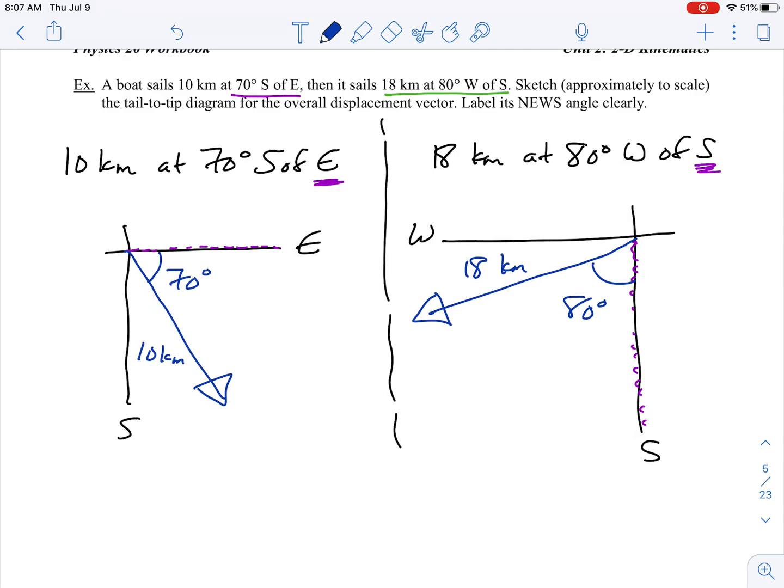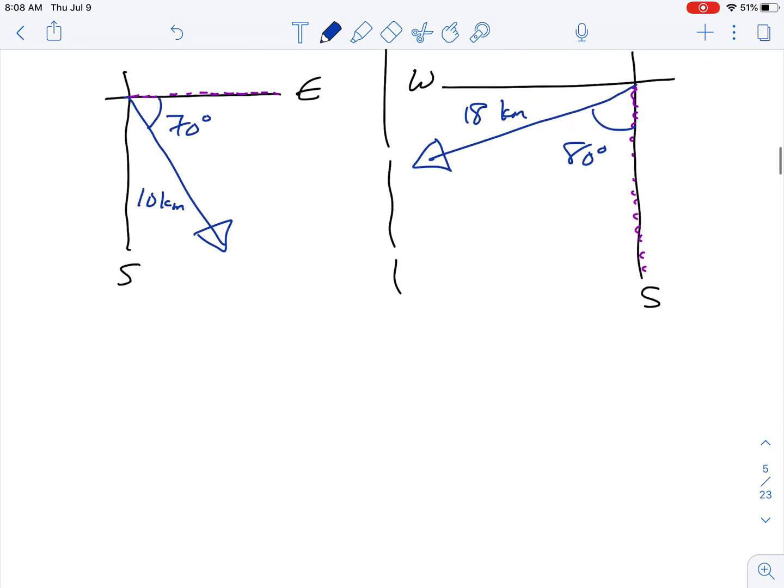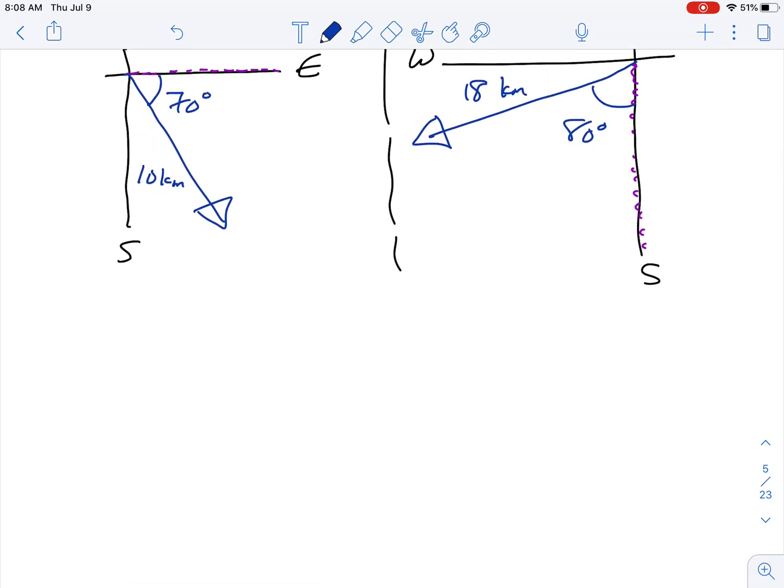Now we know how to basically draw from the expression. What we want to do now is add these two vectors together, tail to tip. So let me show you how that looks. Let's start. Good. Let's start with the 10 kilometer, 70 degrees. So that looks kind of like this. So again, this angle right here, that would be 70 degrees. And this length is about 10 kilometers.